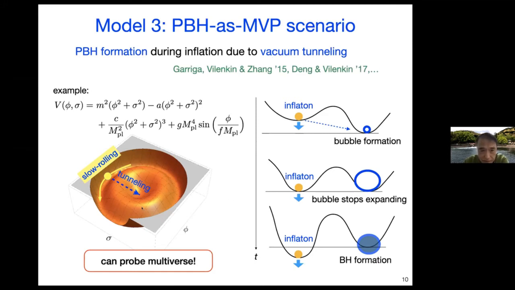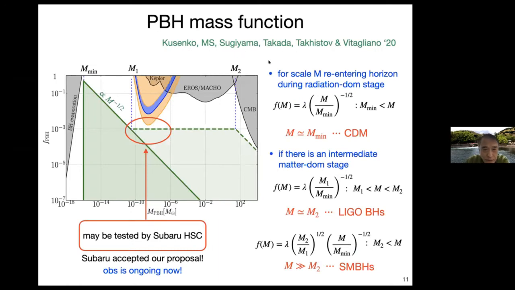And this, in some sense, means that if there are many tunnelings in many directions, you may be able to test some kind of multiverse scenario. Anyway, the important point is that the nominal, or default, spectrum would have some cutoff at the small mass scale, and this primordial black hole spectrum behaves like M to the -1/2.